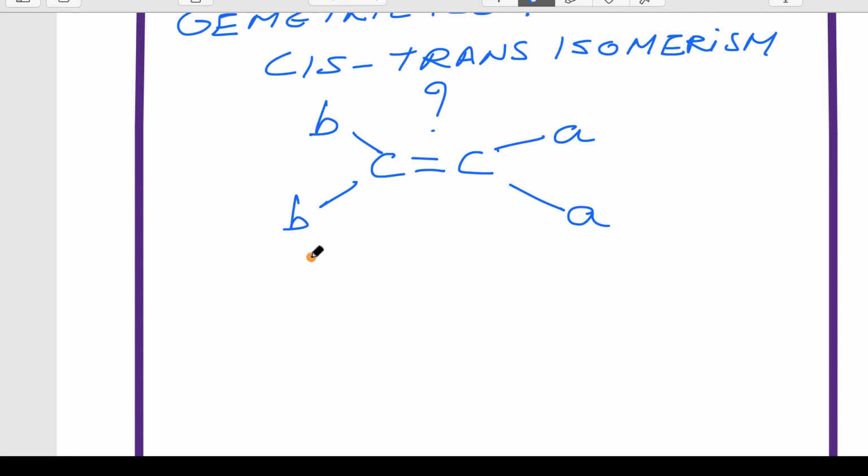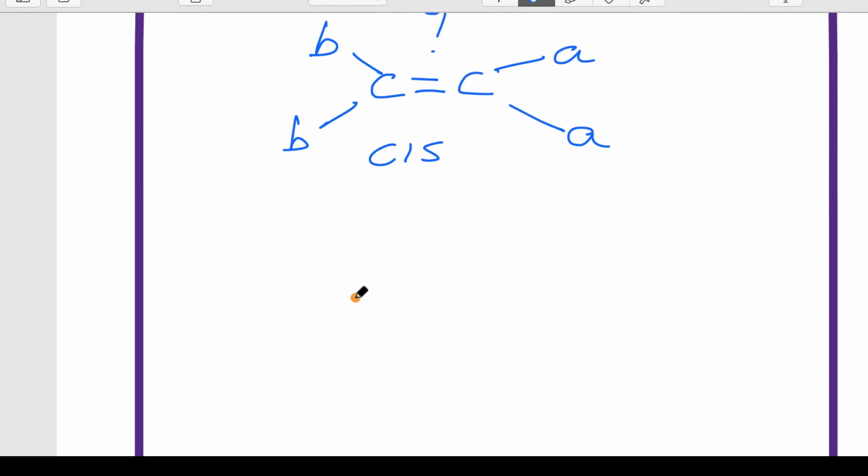With a single carbon-carbon bond, the groups can be moved easily. There is no restriction on the freedom of rotation of these groups, whereas with a double bond it is not like that. There is a restriction. When both the identical groups are at one side, we call it cis isomerism.